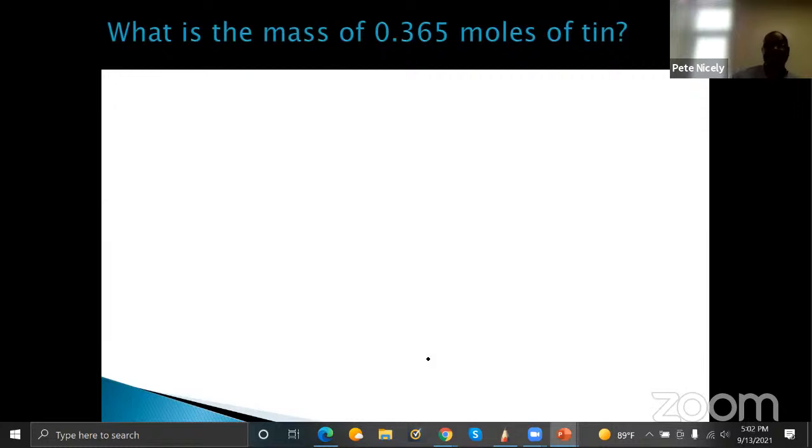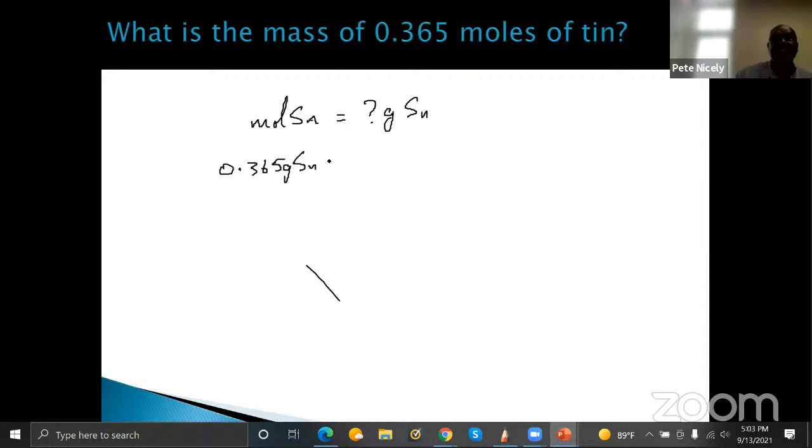Now, this one is much easier because in this case, they gave you the moles of tin, and you're asked for the mass in grams of tin. And the reason why this is easier is because you can actually go directly from moles to mass using the molar mass. So let's do that. You're given 0.365 grams of tin, and then you have to multiply that by 1 mole of tin, and down here would be the molar mass.